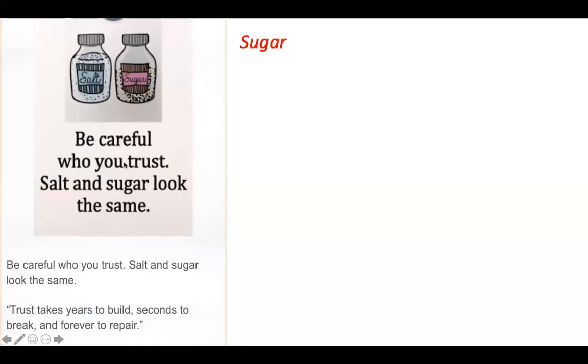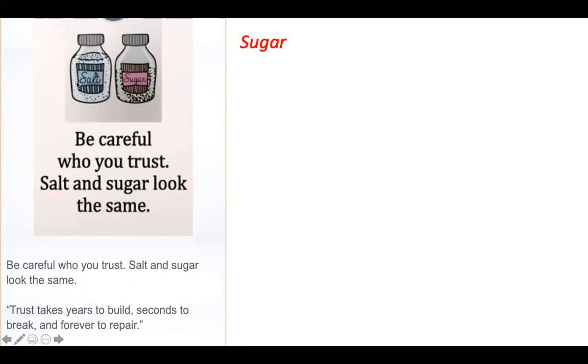I found this picture here, which I thought was perfect. Be careful who you trust. Salt and sugar look the same. You cannot tell the difference between salt and sugar, especially some of these larger pieces of salt and the larger sugar little cubes. You just can't tell the difference unless you taste it. So you need to be careful who you trust. Salt and sugar look the same.